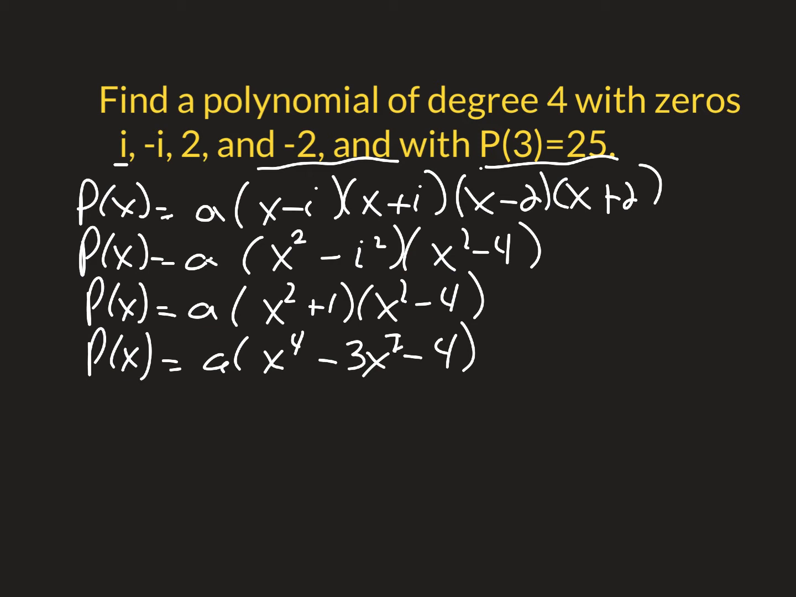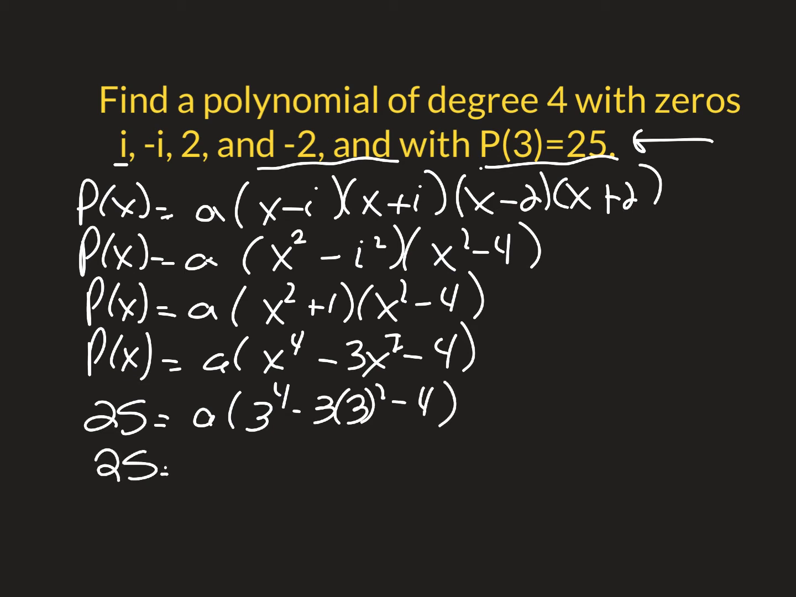That's awesome and everything, but we have to deal with this too. P of 3 is 25. So 25 is the y, so I'm going to put 25 over here. 3 is the x, so I'm going to put a 3 in everywhere that I see an x, like this. And I'm just going to work that out. When I do all that calculation, I get 50 for plugging it in. So if I divide by 50, I get a is 1/2.